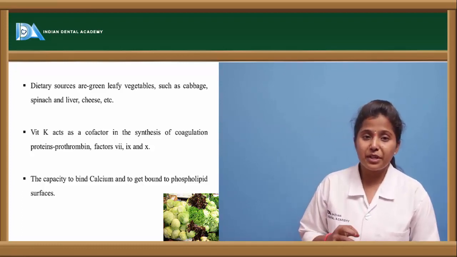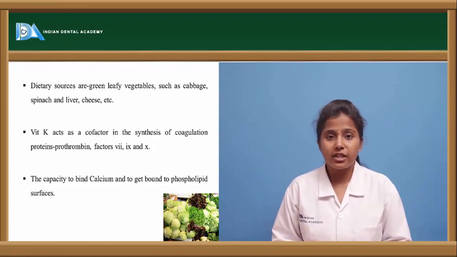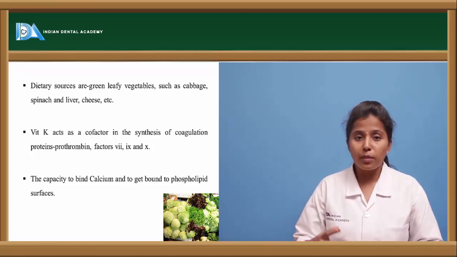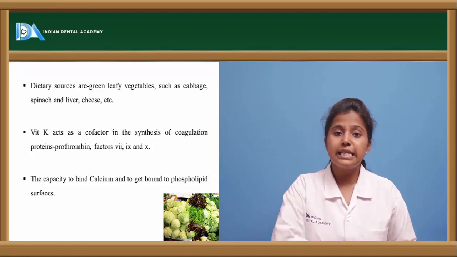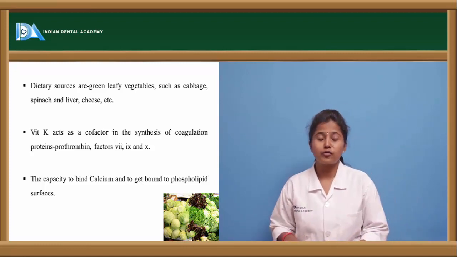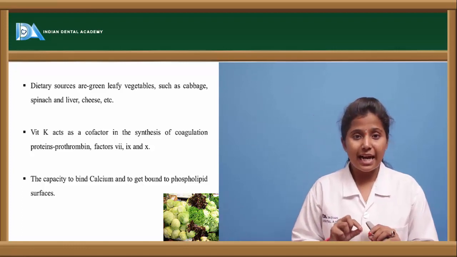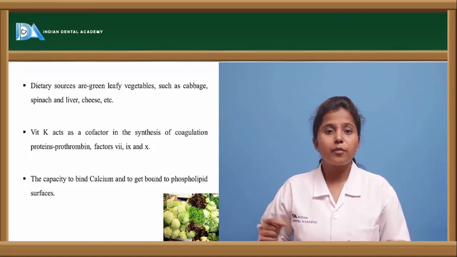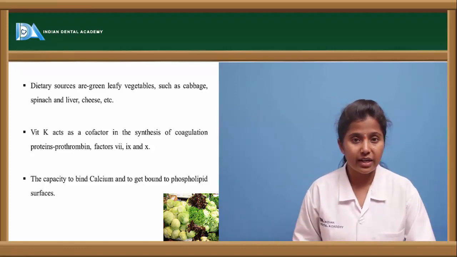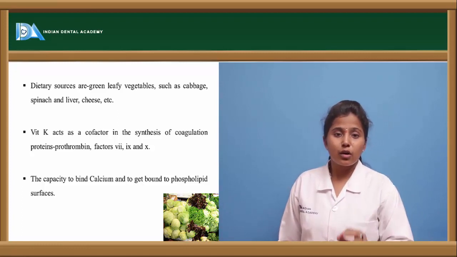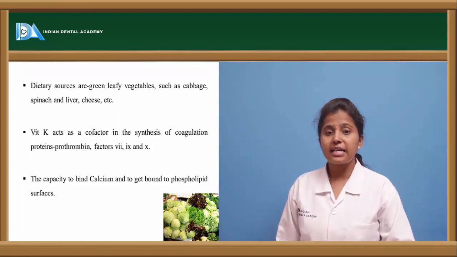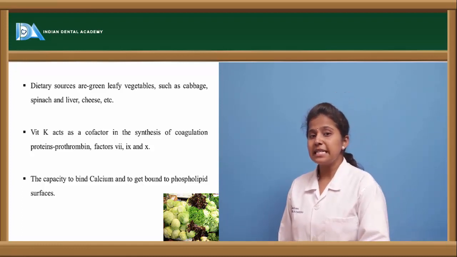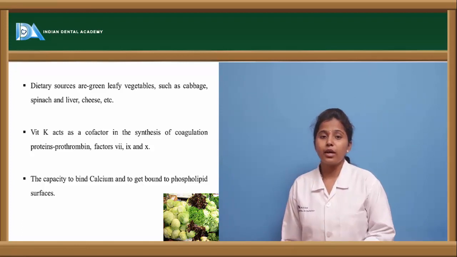It also has a special characteristic feature that it can bind to calcium, forming a complex with the calcium, which is easily transported through the phospholipid surface. Our cells have phospholipid membranes around them. This calcium is one of the clotting factors, as we have seen in the clotting factors list. Vitamin K has a special feature to bind to that calcium, whereby the calcium is easily transported into the cell, thereby forming a clot.